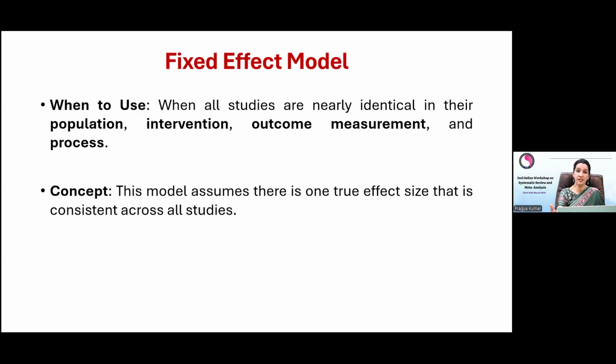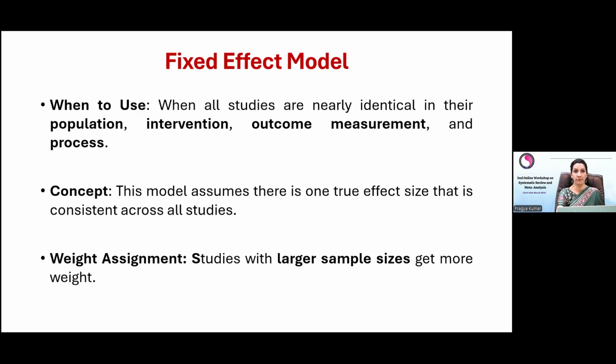True effect size means the population true effect size, and that is consistent across all these studies. Here there are not many effect sizes; there is only one effect size of the population. And that's why, how do we assign the weight? Weight assignment is done on the basis of sample size. The studies having a larger sample will get more weightage, and studies having a smaller sample will get less weightage. So that is the fixed effect model.